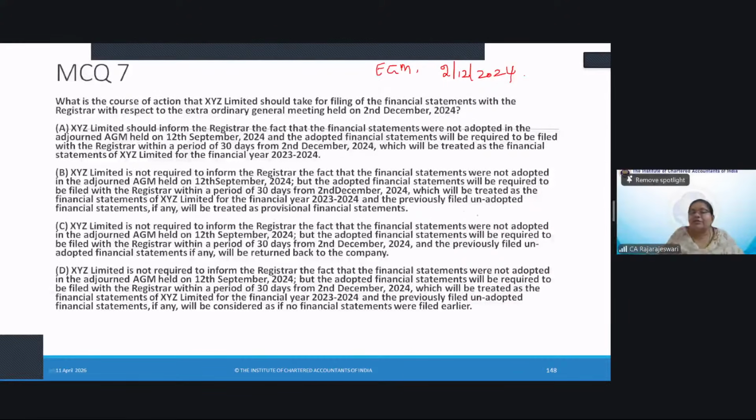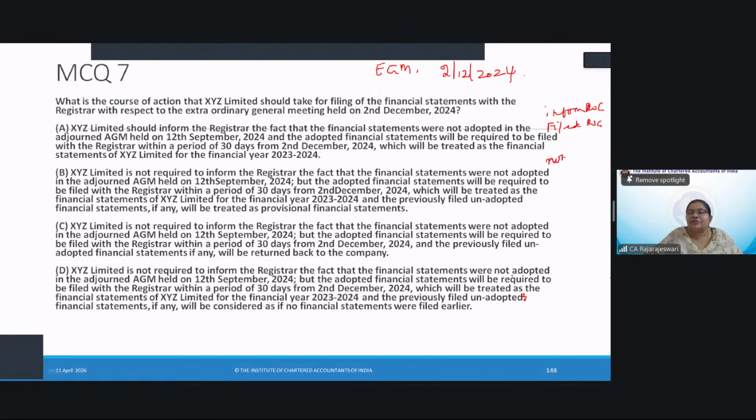XYZ should inform the registrar that the financial statements were not adopted in the adjourned meeting and the adopted financial statements will be required to be filed. So you have to give the information and inform the registrar, and you should file it with ROC. File it with ROC. That is the first case.